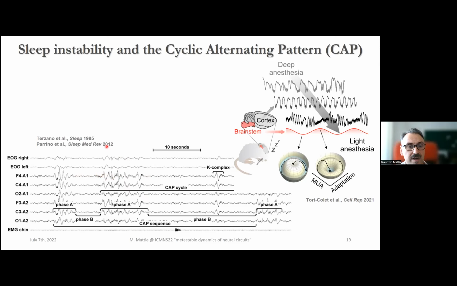And Parrino and Terzano here in Italy introduced the concept of the cyclic alternating pattern. The cyclic alternating pattern is the proof that sleep is unstable. And this instability is due to the competition between a limit cycle, as I described to you, competing with a stable focus in this simple model.